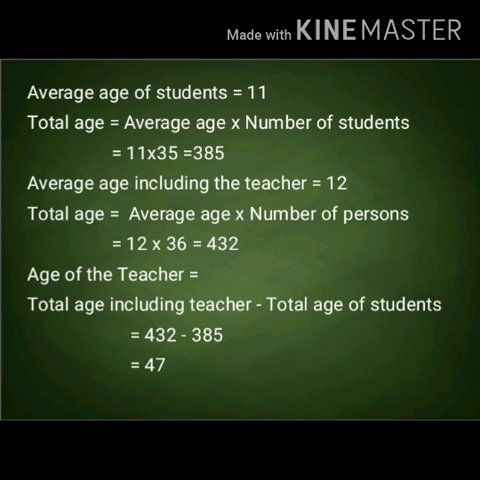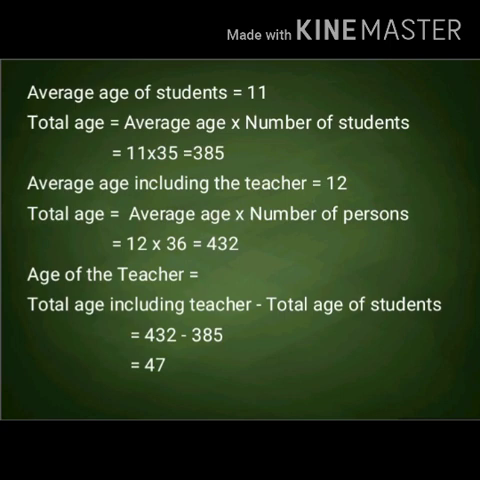So we get the total age by multiplying average age by number of students, that is 11 into 35, that is 385. Next we have the average age including the teacher, that is 12, and then we want to find the total age. Here we get the total age by multiplying average age into the number of persons. Here number of persons is 35 students plus 1 teacher, so 36. So the total age is 12 into 36, that is 432.